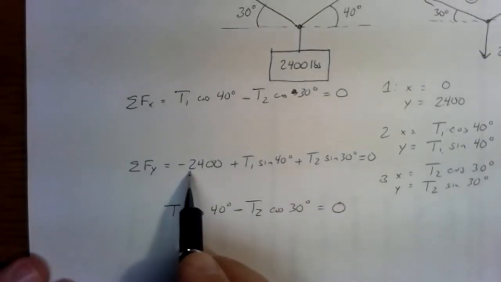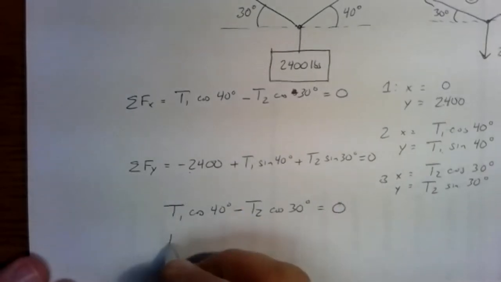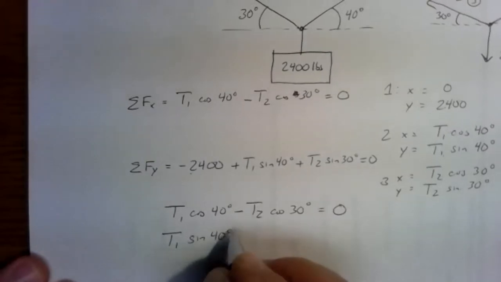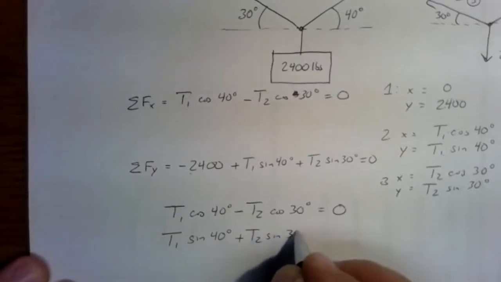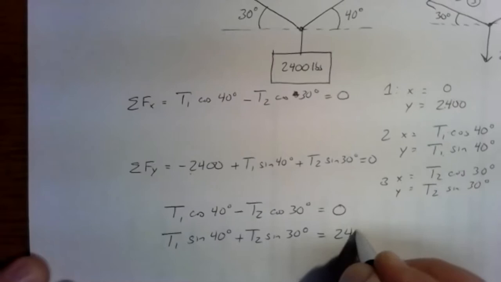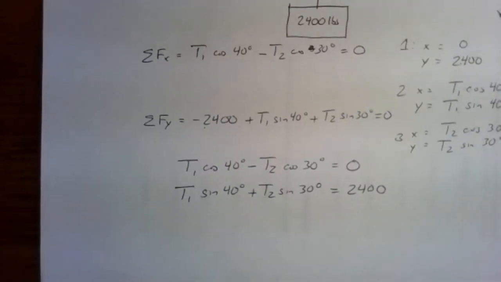I'm going to add 2400 to both sides on the y direction equation. So it'll say T1 sine 40 degrees plus T2 sine 30 degrees equals 2400. So there we've got our equations of equilibrium.